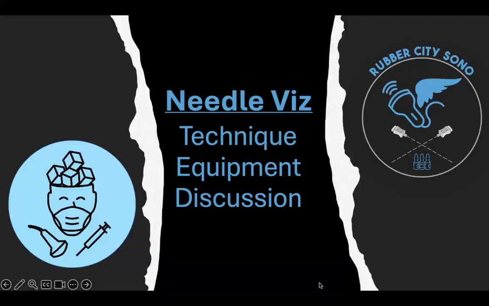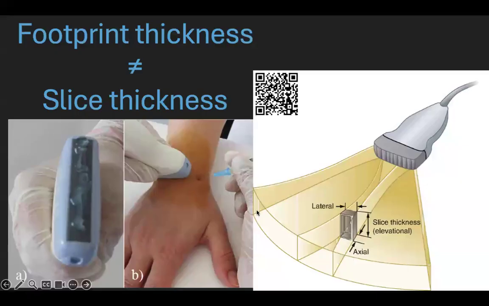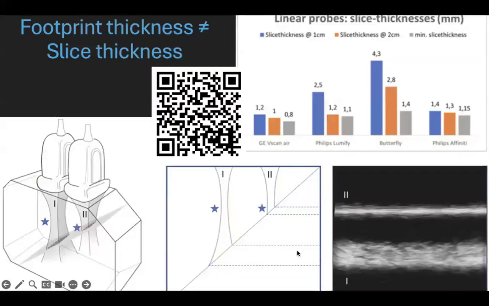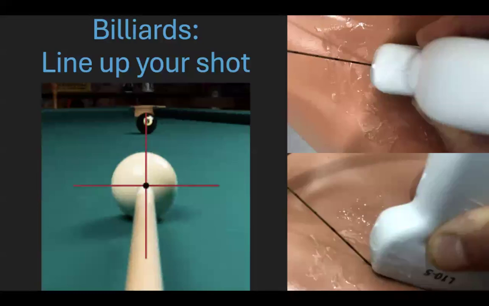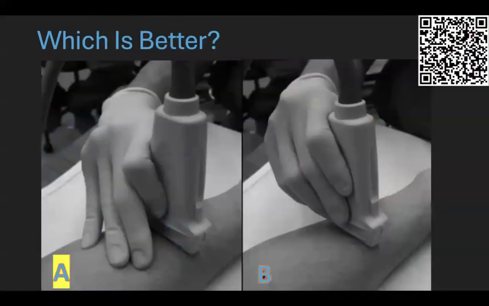So I want to go through some different technique pieces, some equipment, and hopefully have a little bit of discussion here. One thing I feel like people don't quite understand is that footprint thickness does not correlate at all to slice thickness. As demonstrated here, a lot of times that beam is only about a millimeter thick. So it's good to remind people of that as they go through it. One other thing I found really helpful when walking someone through it is to treat it like you're playing pool and really try to line up your shot. I think that really helps people as well.